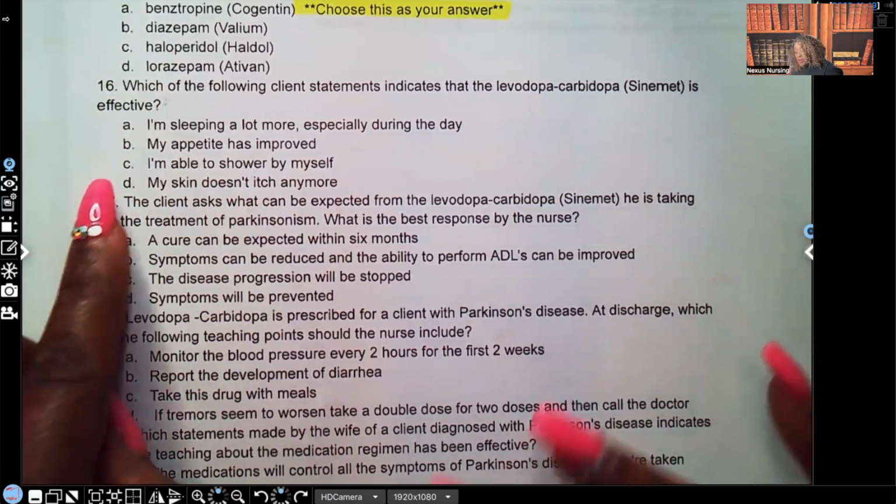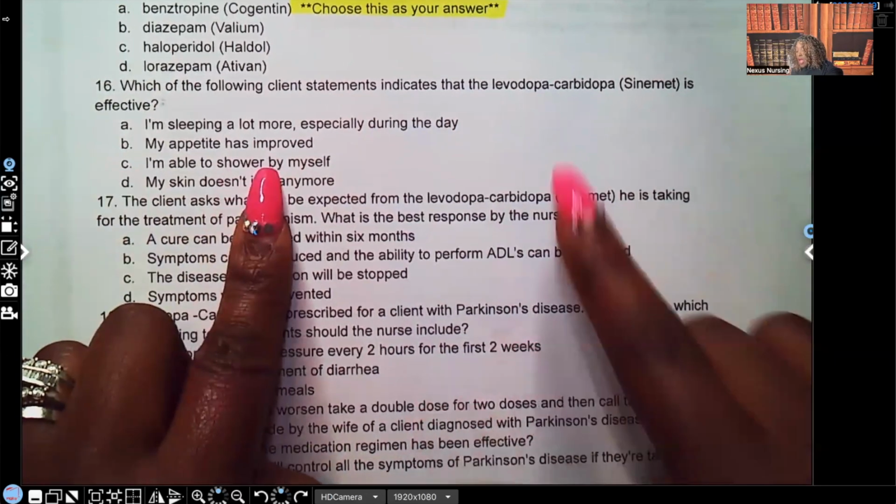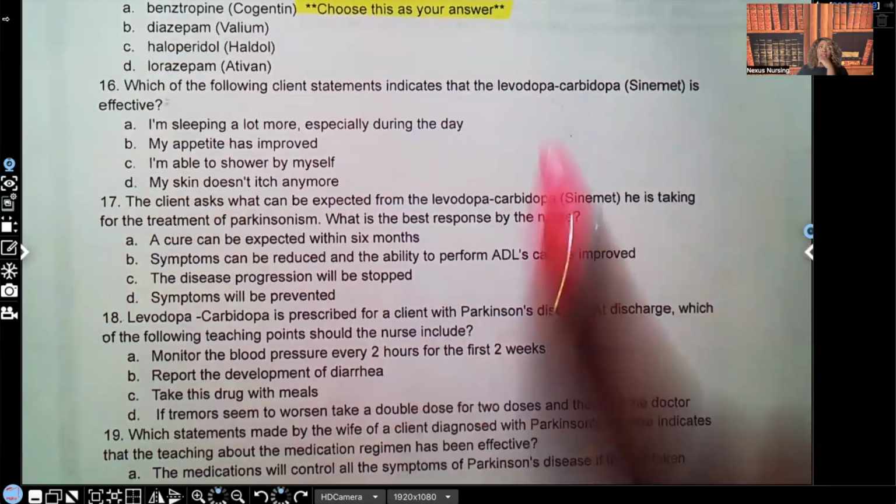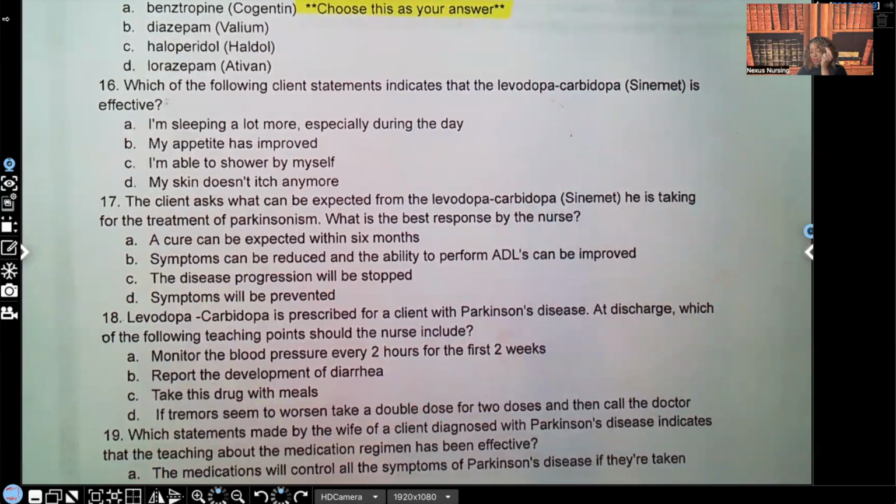And guys, the correct answer is C, I'm able to shower by myself. So guys, this medication, the levodopa-carbidopa, is a medication that's given for Parkinson's, okay? And the big problem in Parkinson's is the lack of what? Dopamine. That's very important. NCLEX expects you to know that.